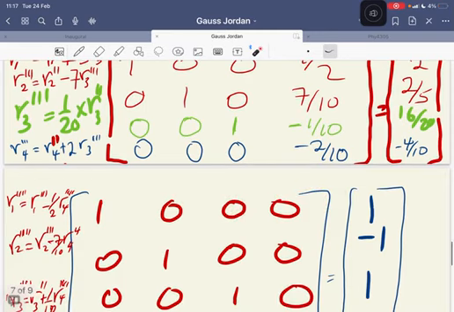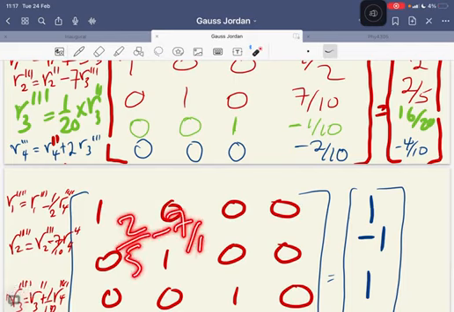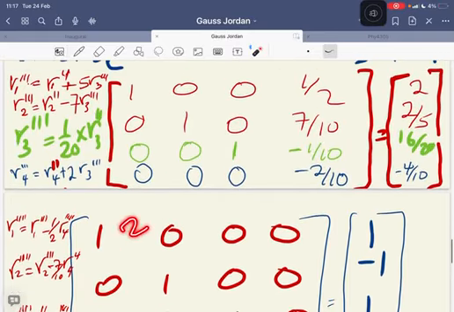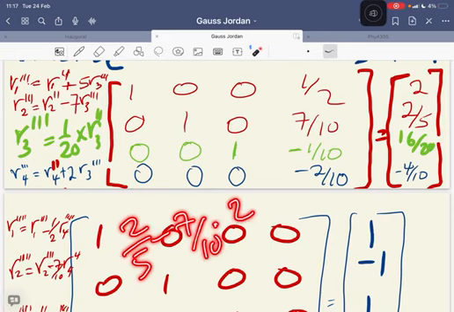The next thing is our 2 over 5. 2 over 5 minus 7 over 10 times what we have here, which is 2. This is equivalent to 2 over 5 minus 7 over 5.